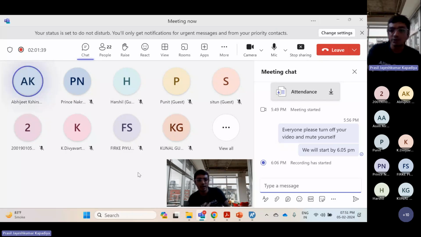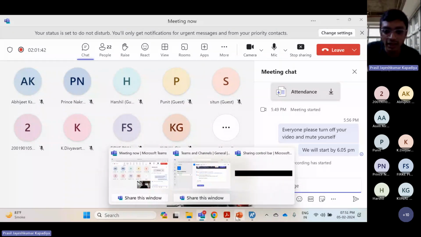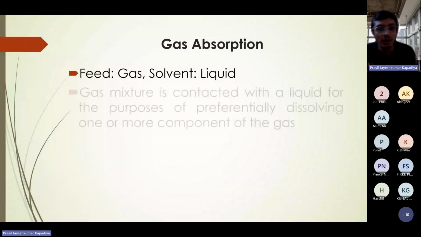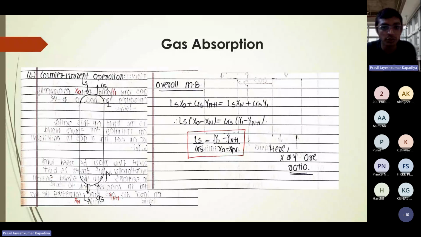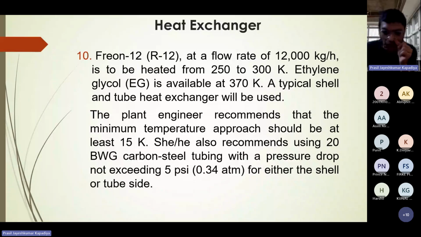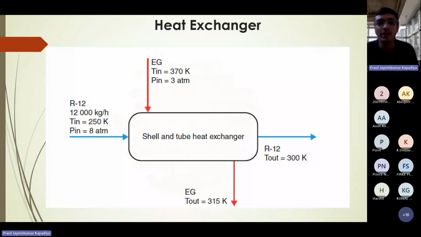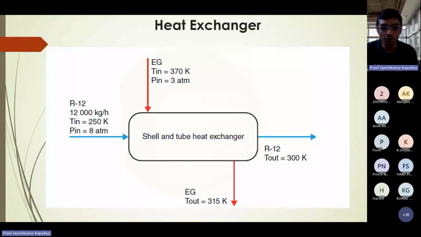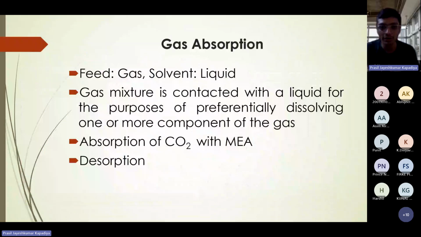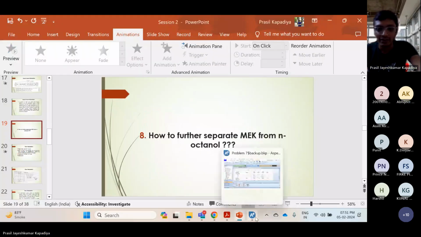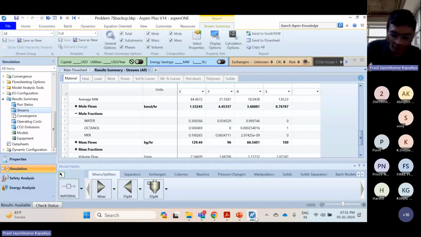I was going to teach the gas absorption part also, but we'll see it next time. Gas absorption will take some time. I was also going to show you the heat exchanger, but these two we'll keep for next time. So let's revise what we did today. Do you want to go for gas absorption now or next week? Next week, sir. Okay, today is actually enough, right? Yes, sir.